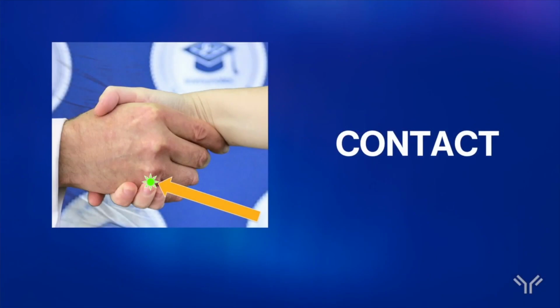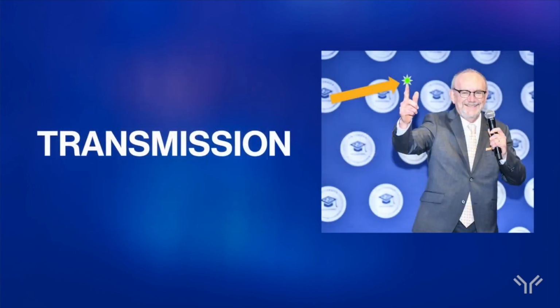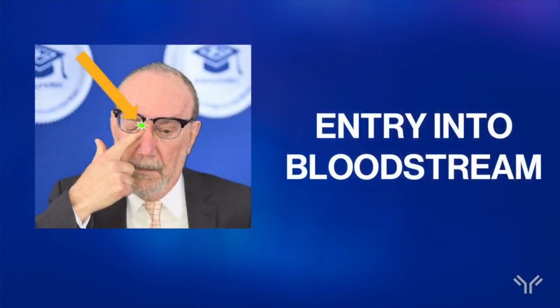And once in a while, someone is going to leave a little glob of viral particles on my finger. You see it there, that green thing at the end of the arrow. So now I'm carrying this virus. It's on my finger. And a little later on, I forget about hygiene and I rub my eye. This gives a viral particle the opportunity to get into my bloodstream.